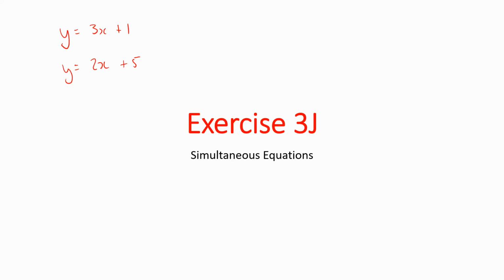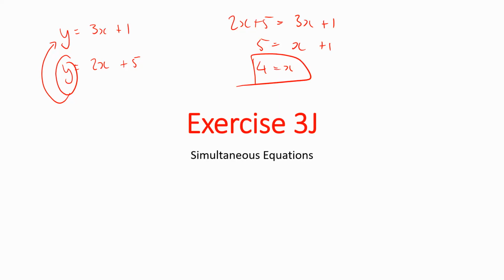Okay, we can do substitution. So if you were to solve for x and y, you'd say since this is equal to y, you sub y here, and you get 2x plus 5 equals 3x plus 1. And then you minus 2x on both sides, and minus 1 on both sides, x equals 4. Why do you need to know that?